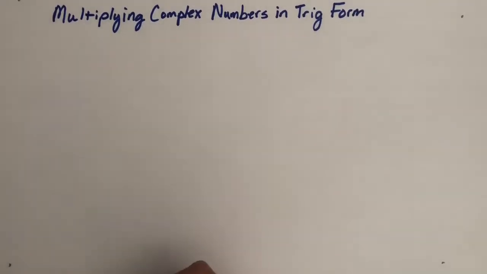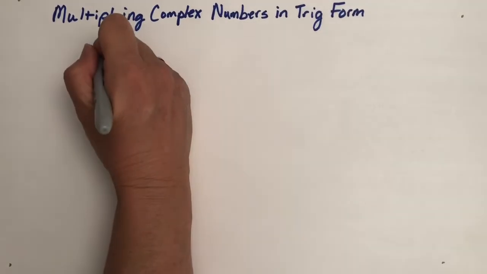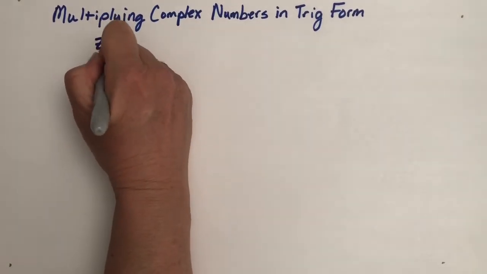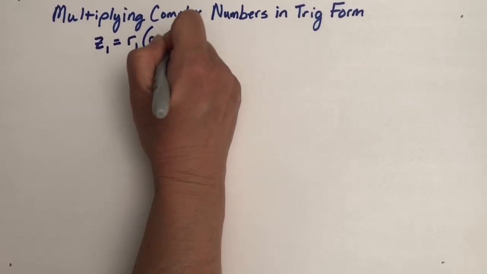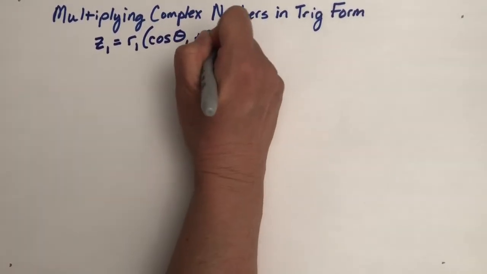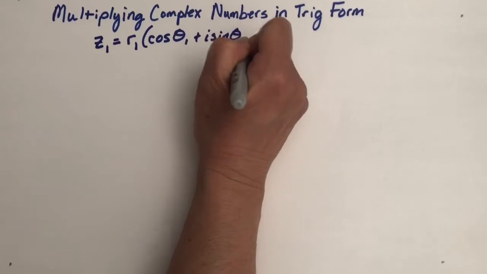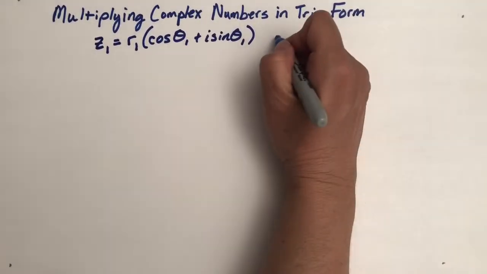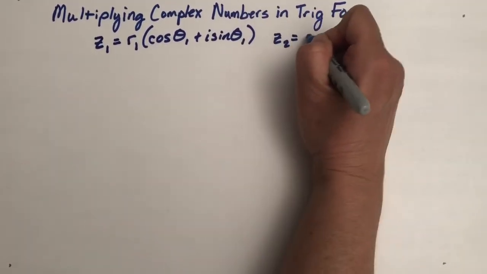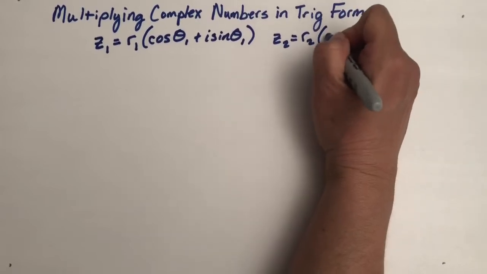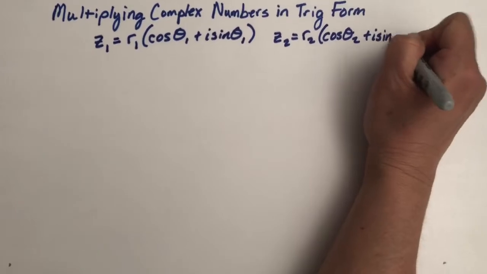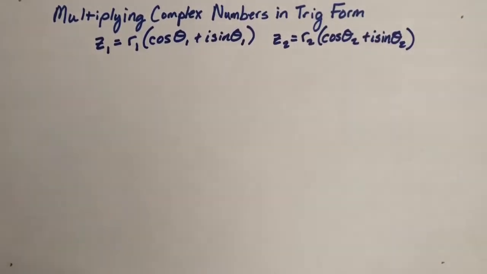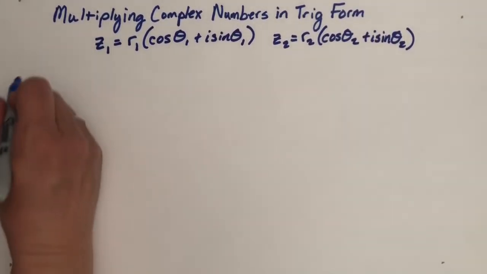Let's talk about multiplying complex numbers in trig form. We'll let our complex numbers be z1, which will be equal to r1 (cosine theta 1 plus i sine theta 1), and we'll let z2 equal r2 (cosine theta 2 plus i sine theta 2). So we're going to see what happens when we take their product.